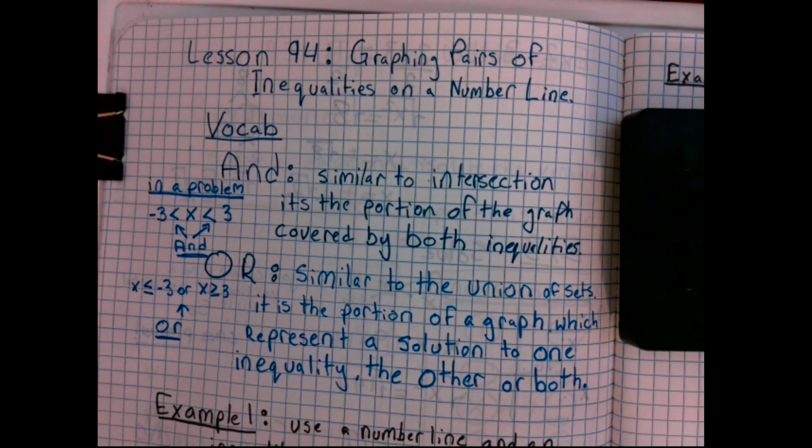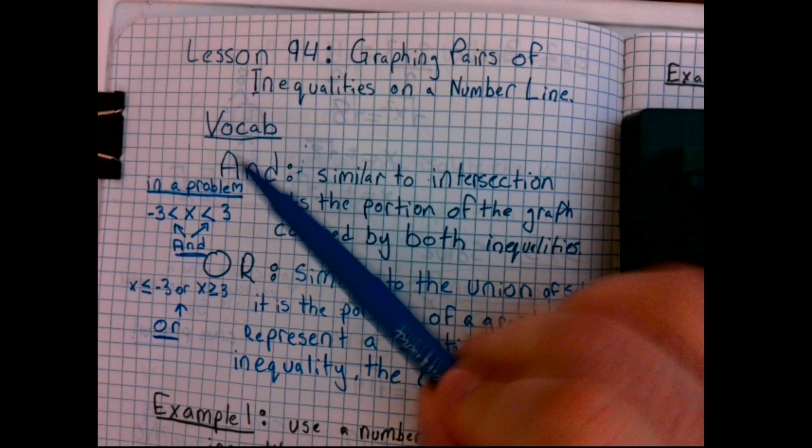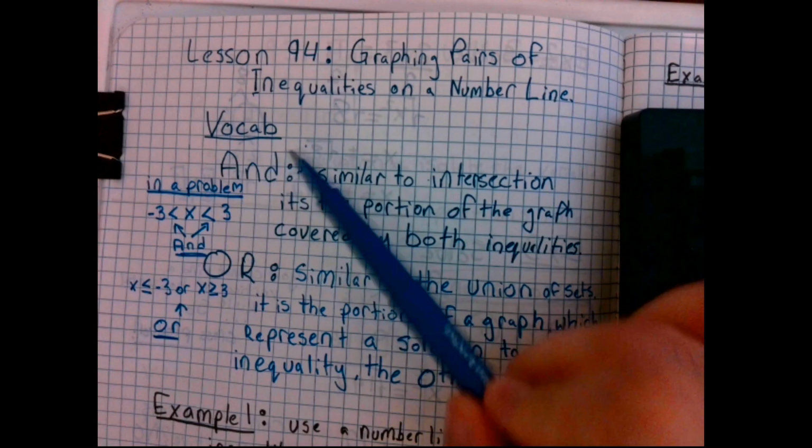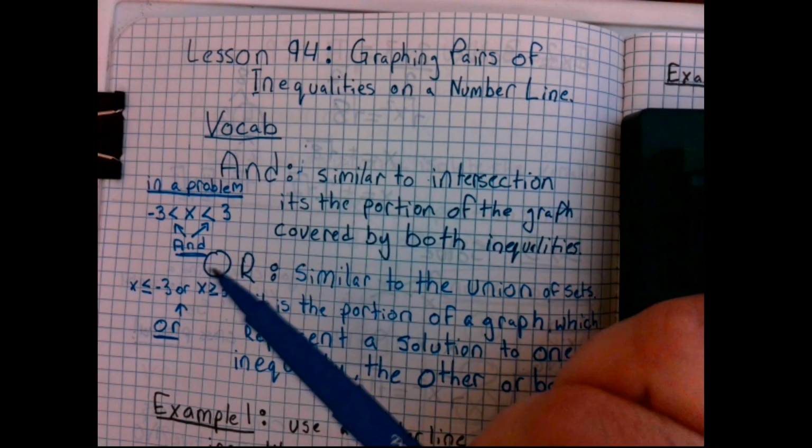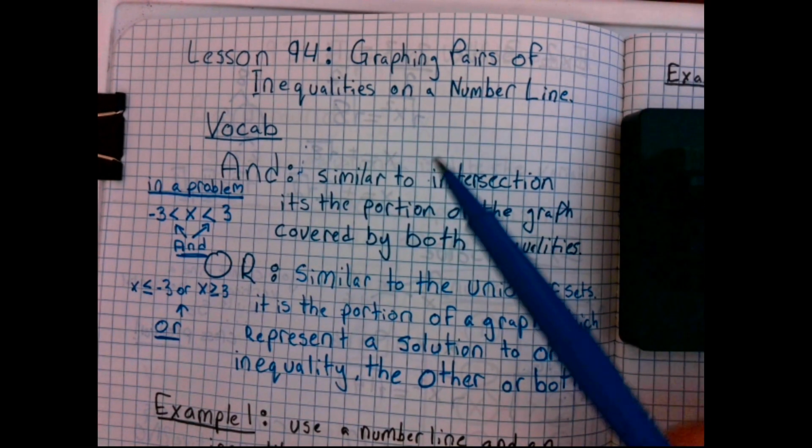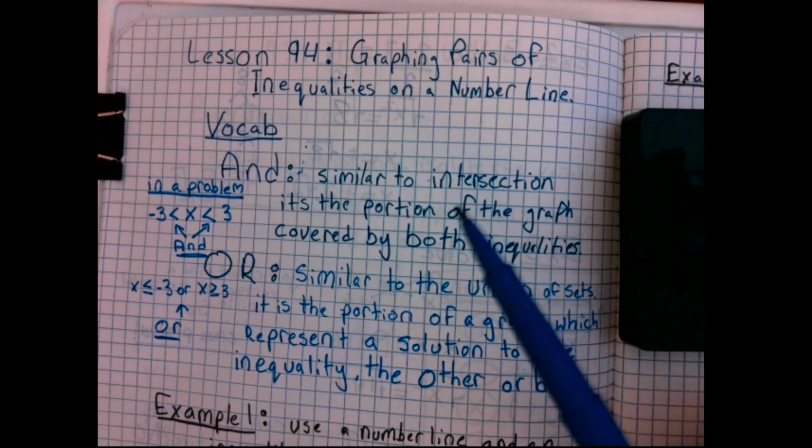Alright, this is going to be Saxon Math Course 3, Lesson 94, Graphing Pairs of Inequalities on a Number Line. To start off with our lesson, we've got some vocabulary. Now, these are words that you see every day: and, or. And is going to be similar to an intersection of a set.